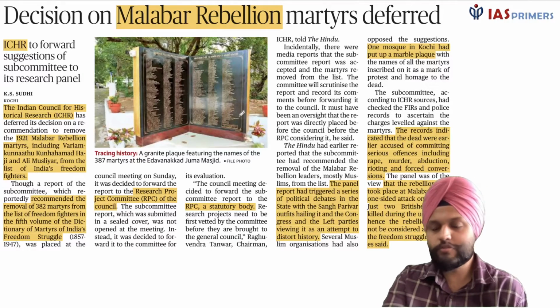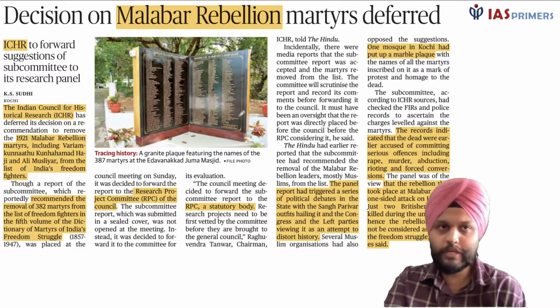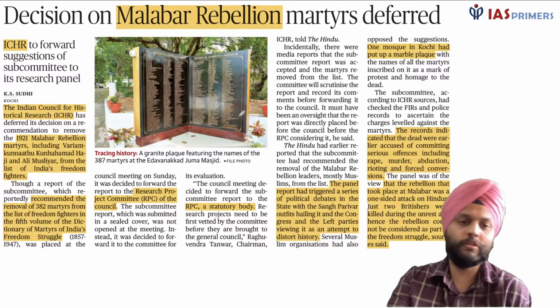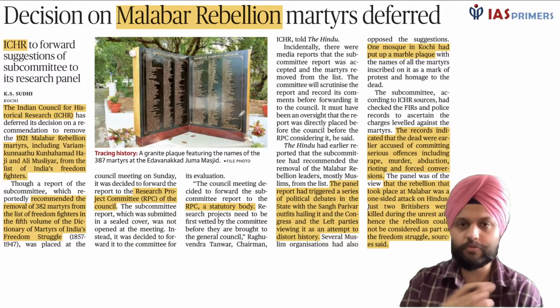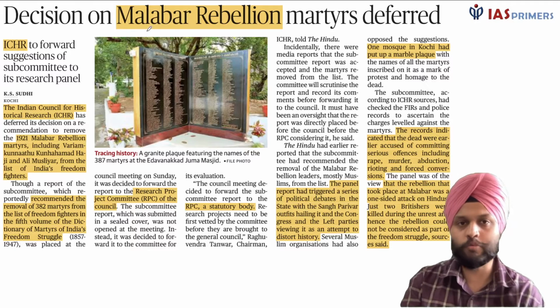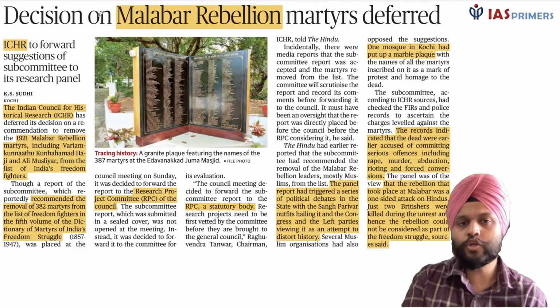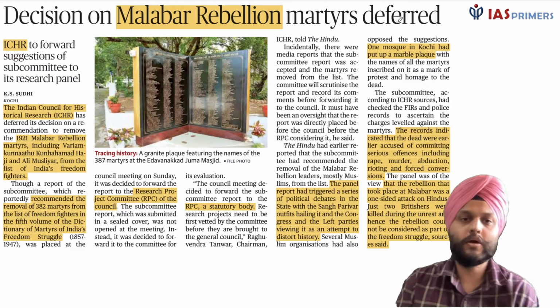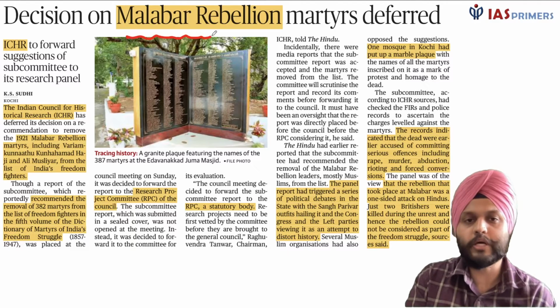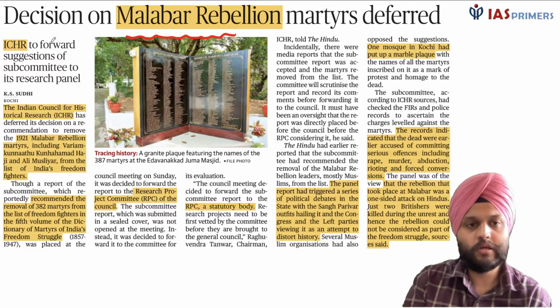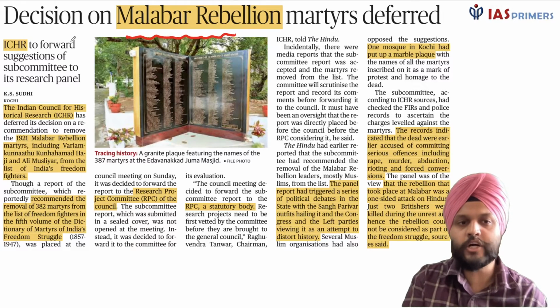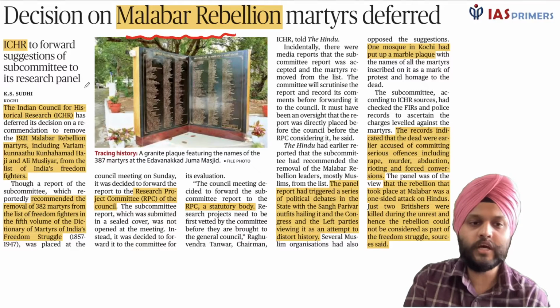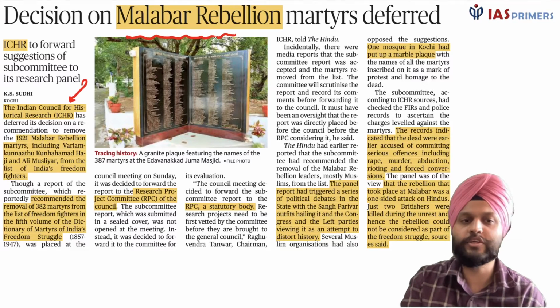Now, this is important from the point of view of GS1. I believe it's very important for prelims as well as mains. But today, I'm just doing this for an overview. So the decision on Malabar Rebellion martyrs has been deferred. So what is this Malabar Rebellion, by the way? This we should know. ICHR is to forward suggestions of subcommittees to its research panel. So ICHR has deferred the decision basically.